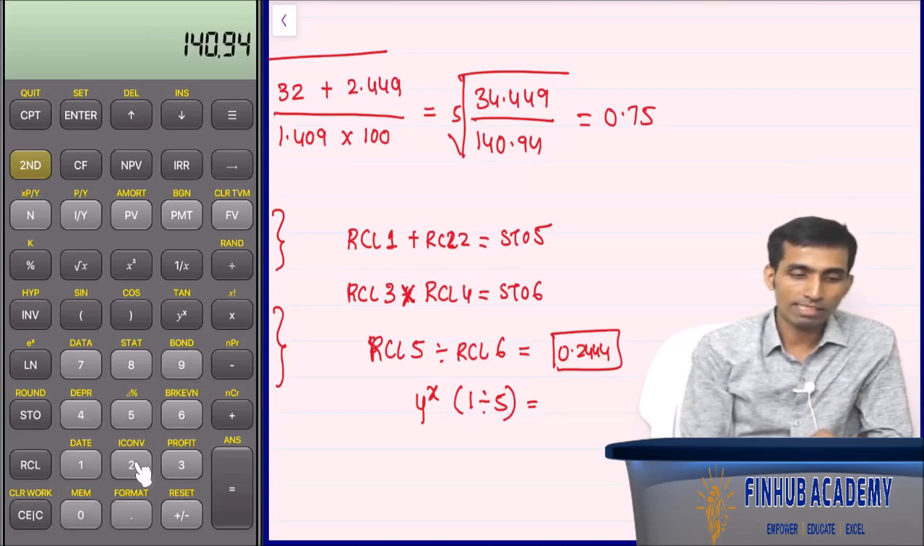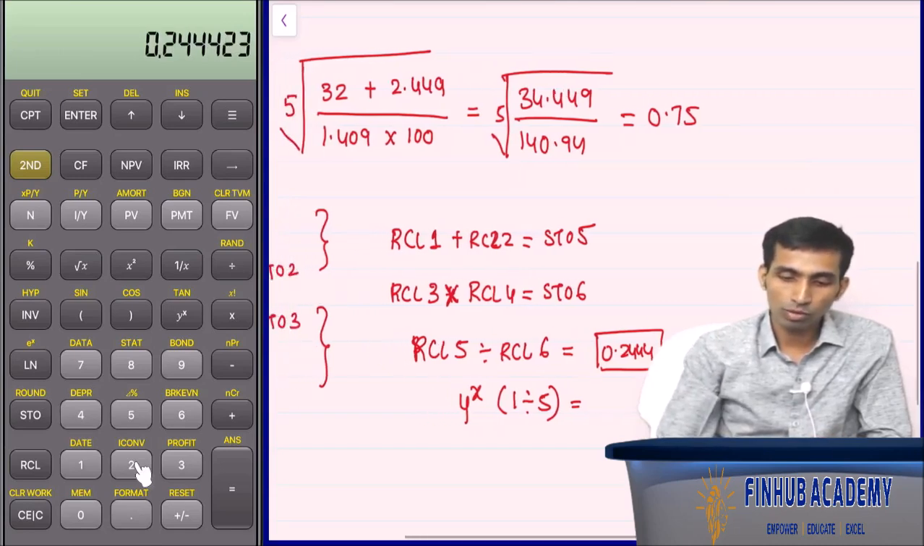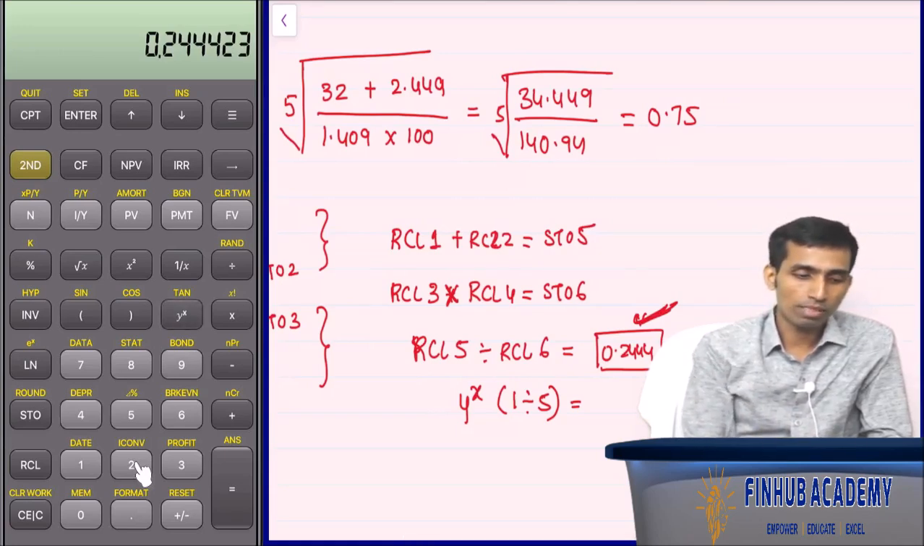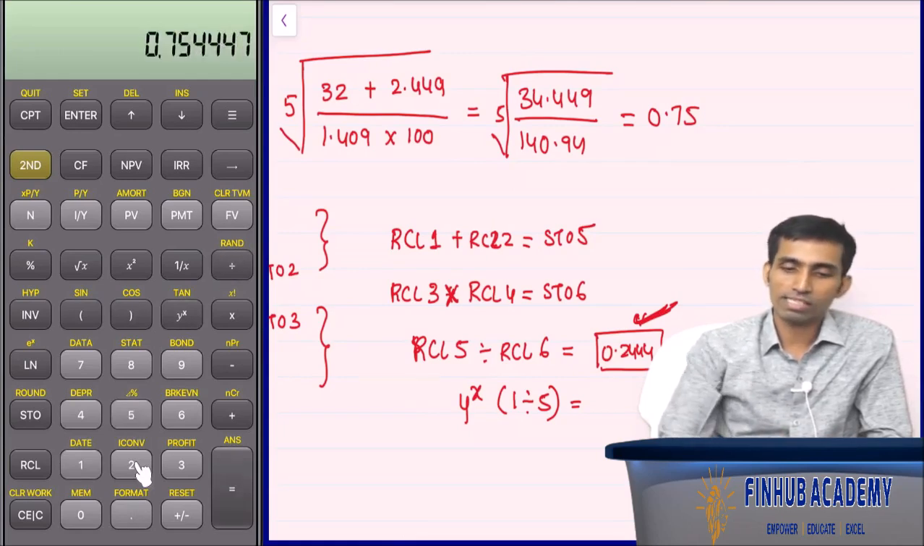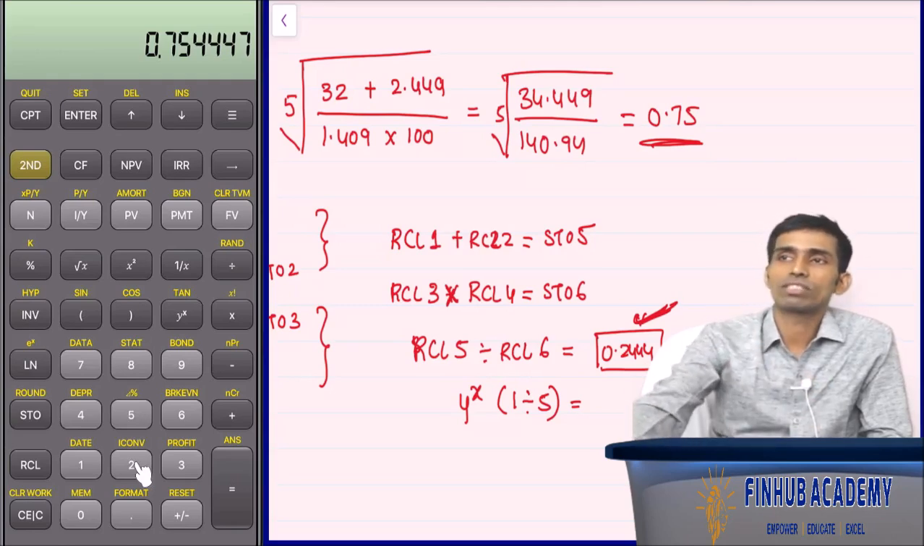140.94, backspace, equals to 0.24, you remember this part, 0.4, see on the screen on the calci, correct? Now what I'll do, y raised to x, bracket open 1 divided by 5 bracket close is equals to, see the answer is same, 0.7. Yes or no? So we can use this function, fine.